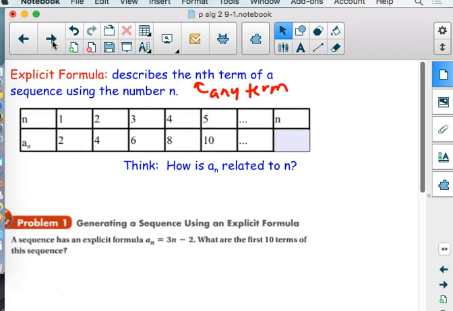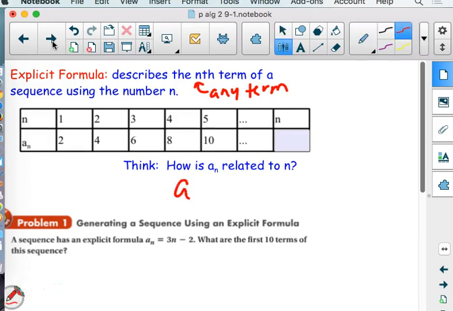So this one says we want to describe what's going on here. The first term is a 2, the second term is a 4, the third term is a 6, the fourth term is an 8, the fifth term is a 10. Now here's what you need to ask yourself if you can't see the pattern. What could you do to a 1 that would give you a 2? To a 2 that would give you a 4? To a 3 that would give you a 6, etc.? What would you do to get that?